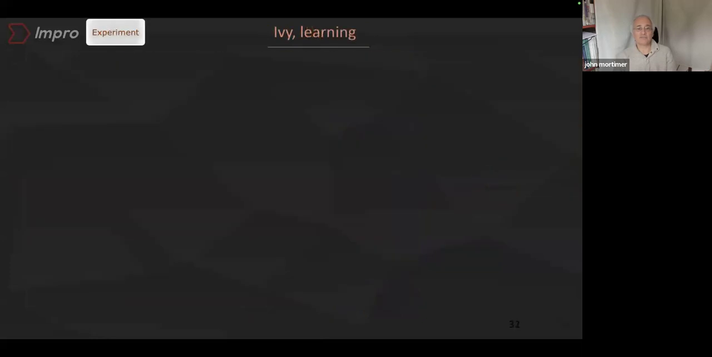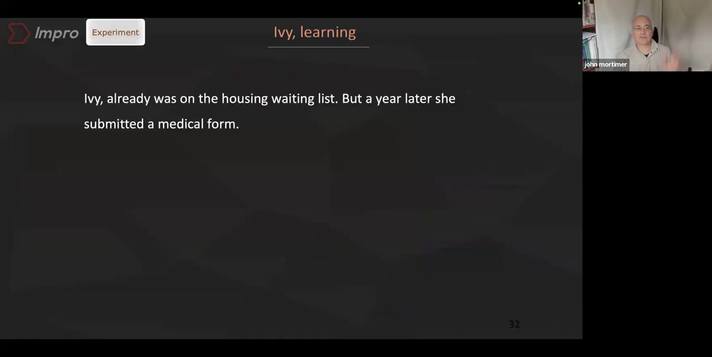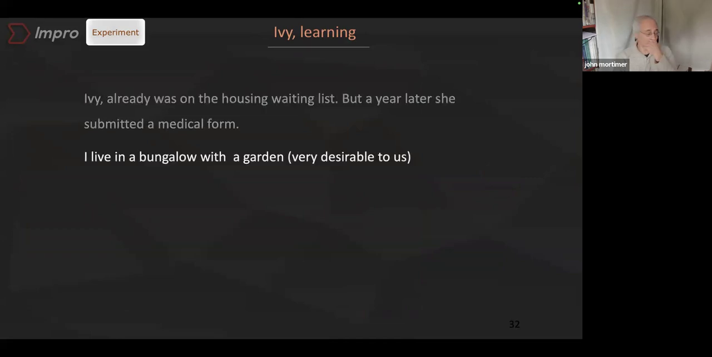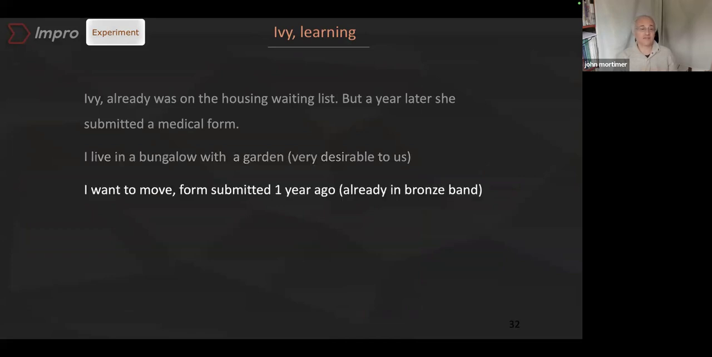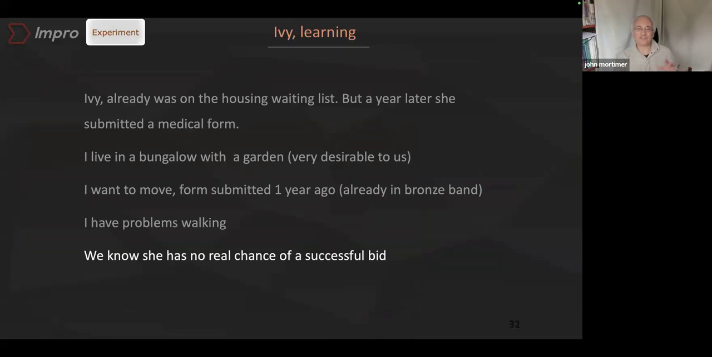So in terms of Ivy, for instance, this is, I think, the first demand we ever got. She was already on the housing list, but she submitted a medical form, and she lives in a bungalow and a garden, which actually would be great if she could move, because then we could use that for somebody else. And she's already been bronze band. She's getting some problems walking, but the thing is, she had no real chance of getting a successful bid because she was only in bronze band. So bronze band was really low, but we would never tell her that. So the poor woman was bidding with actually no real hope of getting anywhere.